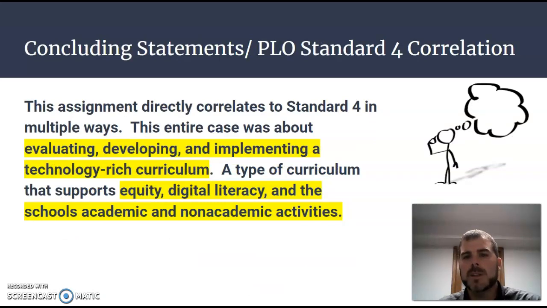Concluding statements, PLO Standard 4 correlation. This assignment directly correlates to Standard 4 in multiple ways. This entire case was about evaluating, developing, and implementing a technology-rich curriculum, a type of curriculum that supports equity, digital literacy, and the school's academic and non-academic activities.